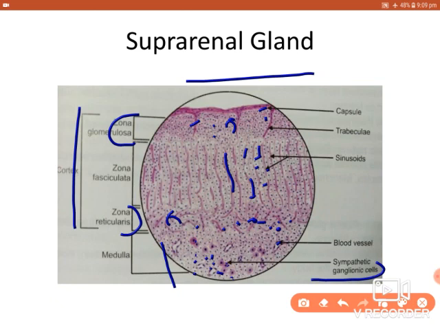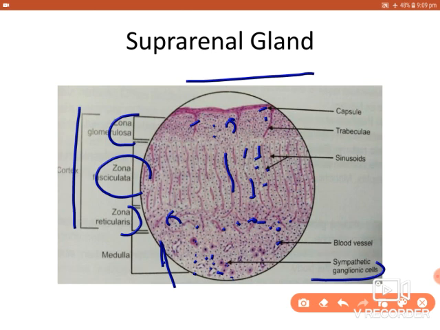The function of the zona glomerulosa, which secretes mineralocorticoids, primarily aldosterone, maintains the fluid and electrolyte balance in the body. Then the zona fasciculata, which secretes glucocorticoids, mainly cortisol and cortisone, which increase metabolism, maintain the glucose levels and suppress inflammatory responses. And this zona reticularis produces weak androgens. Then here comes the medulla, which secretes catecholamines.